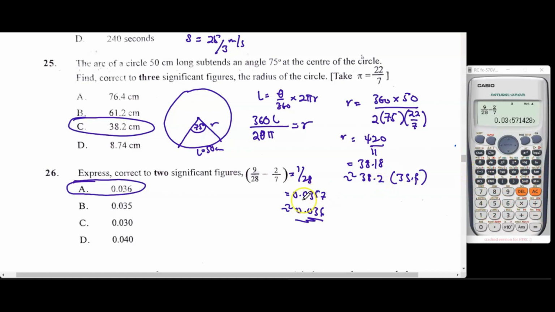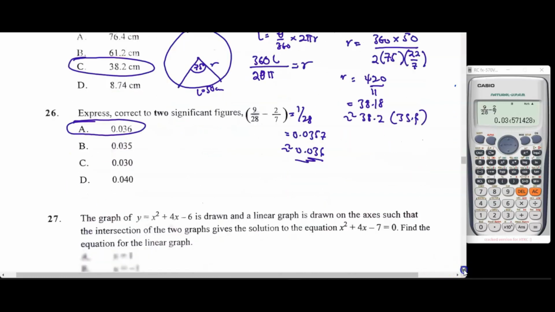Now, 2 significant figures, as I have written it to 3 significant figures. So we need only the first 2, and we need to consider the immediate number after the last number, which is 7, and 7 is more than 5, so you round up. Therefore, you add 1 to the 5 to make it 6.